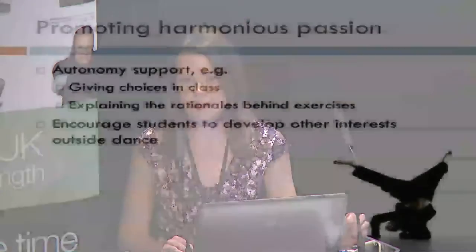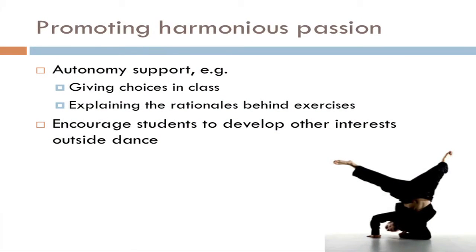And another key thing we can do is to explain the rationales behind exercises and tasks. So why are we doing this? What's the principle? What's the aim behind this movement or this sequence? What are we actually trying to achieve? To help students to feel that they are responsible for their own learning, and hopefully they'll start to adopt those sorts of mastery self-reference goals that we know are associated with better performance and also with better well-being.